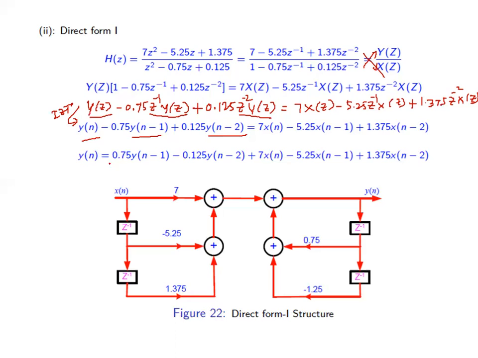y of n equals to 0.75 y of n minus 1 minus 0.125 y of n minus 2 plus 7x of n minus 5.25 x of n minus 1 plus 1.375 x of n minus 2. So now we are just realizing this equation, and we will simplify.